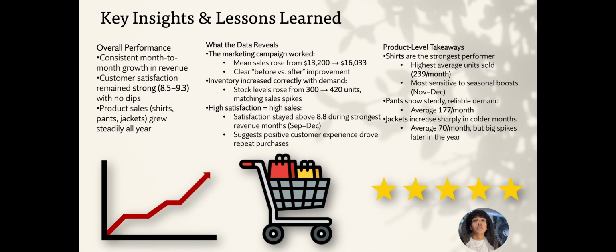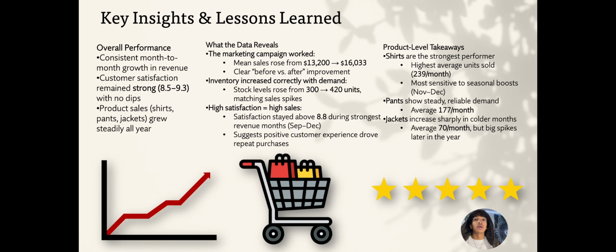Key insights learned. Based on all our analysis, we identified 4 key insights that really stood out. Higher customer satisfaction reliably predicts higher revenue. Shirts are consistently the strongest performing product. Jackets depend heavily on seasonal spikes, and revenue growth is steady and predictable, especially towards the end of the year. Circling back, we observed this especially from September through December when customer satisfaction consistently stayed above 8.8. These were also some of the strongest revenue months, connecting how customers feel and how much they purchase.